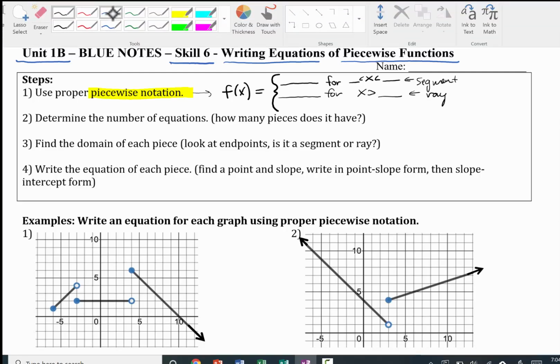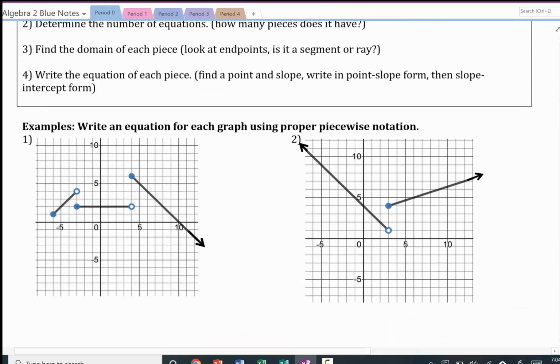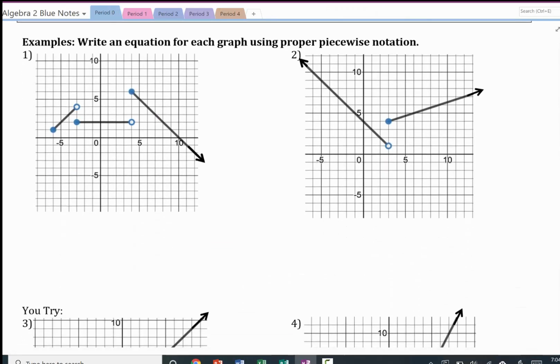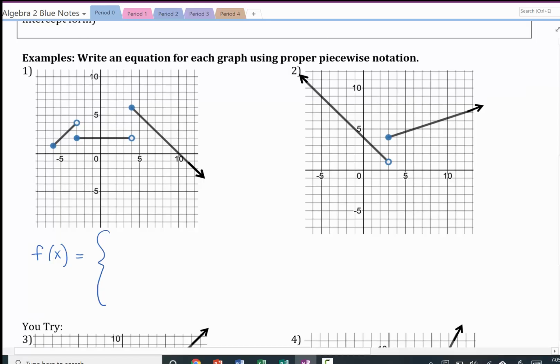So I will go ahead and do that here in our first example. I'll write it down underneath the graph. So this particular graph is going to have 3 parts, 1, 2, 3. So I need to leave room for 3 equations and 3 domain restrictions. Okay, so I get that started. That's step 1. Use the notation.